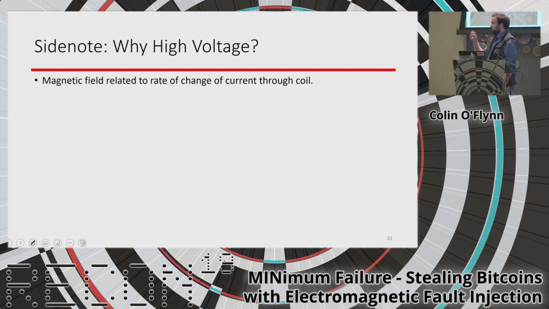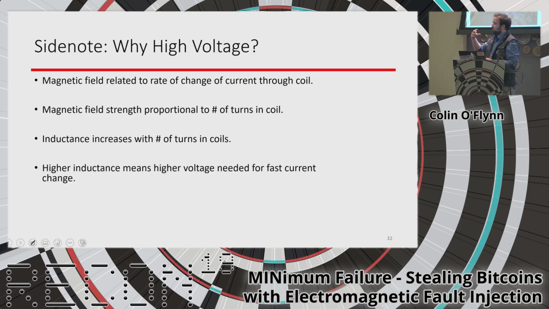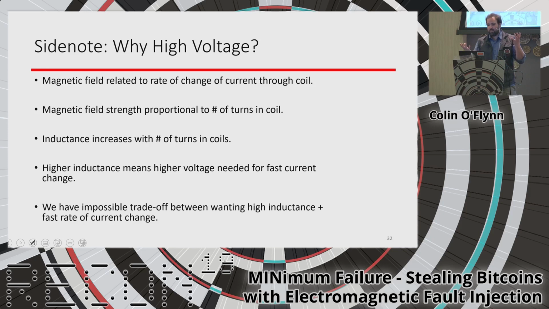Why do you need a high voltage? Because all we need is strong current. The magnetic field is related to how quickly we can change the current through the coil. However, it's also proportional to how many turns of coil we have. The inductance of that coil increases with the number of turns, and a higher inductance makes it much harder to change the current quickly on a physical level. So you have this annoying balancing act between wanting a super high number of turns to get a really strong field and wanting only one turn to be able to change the current very quickly.